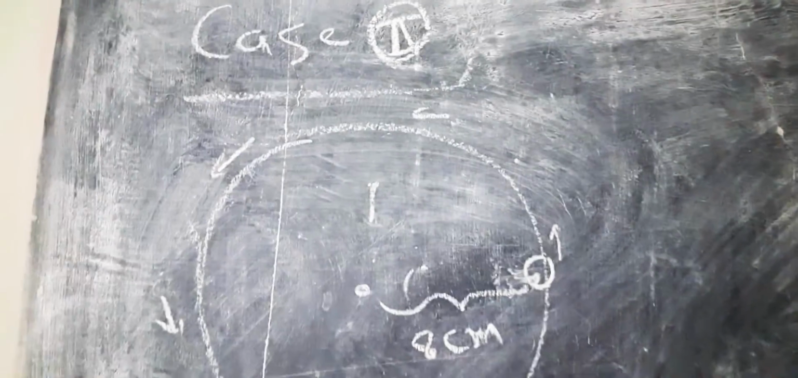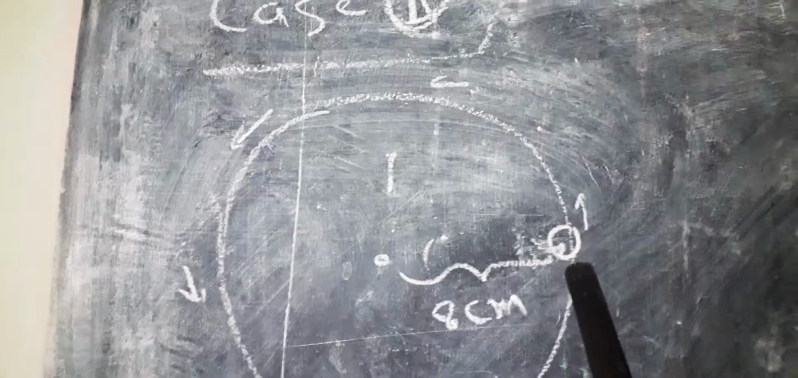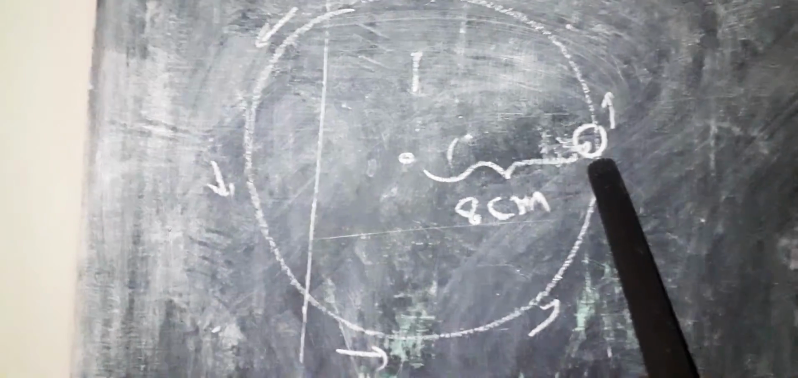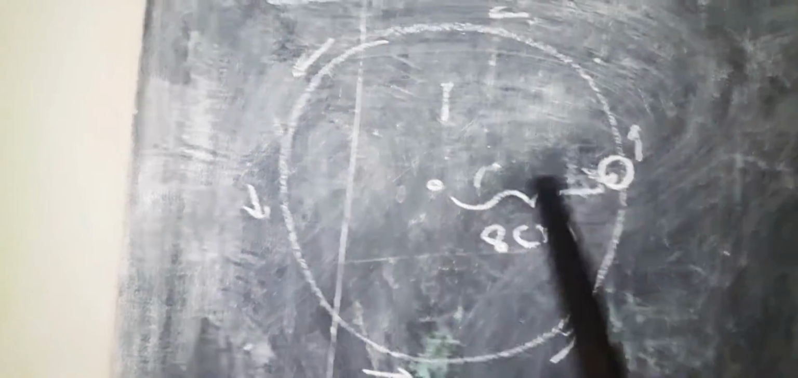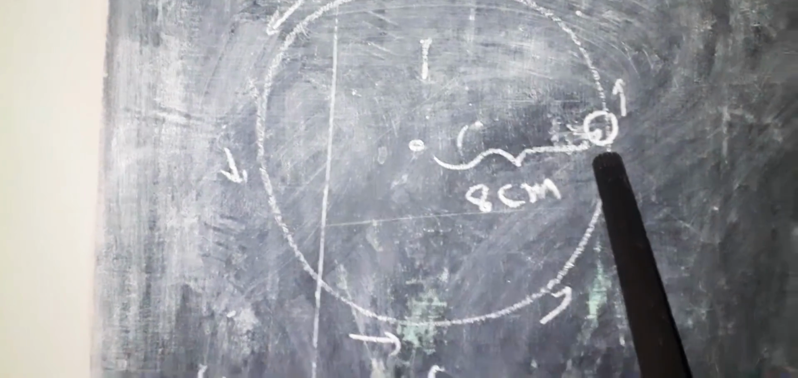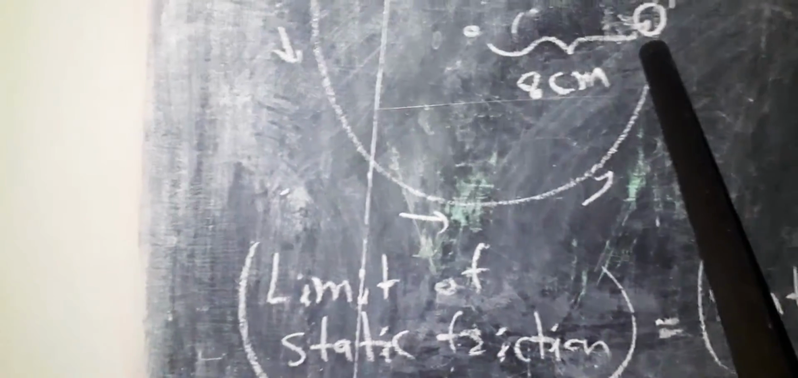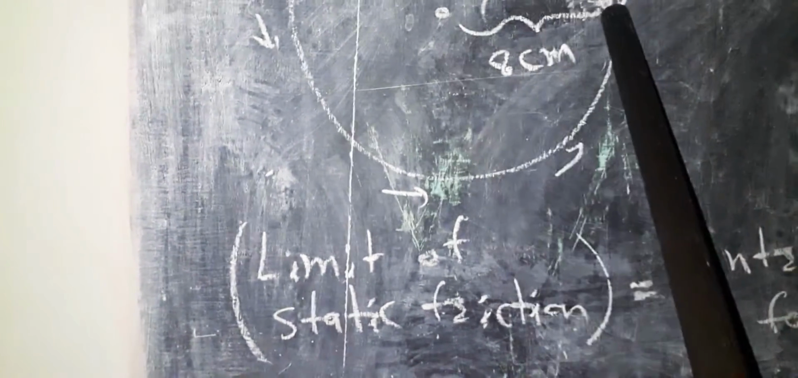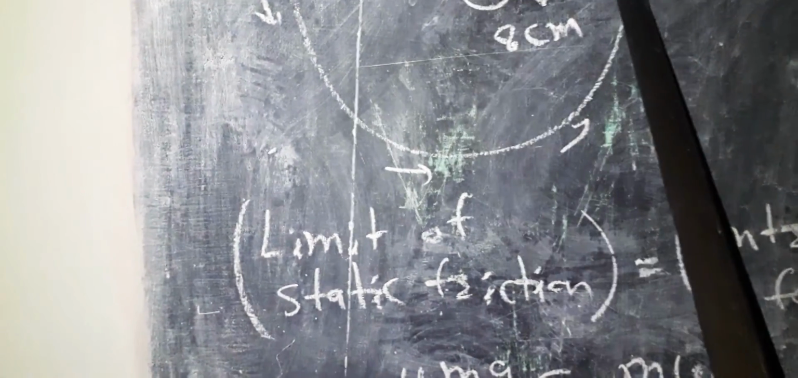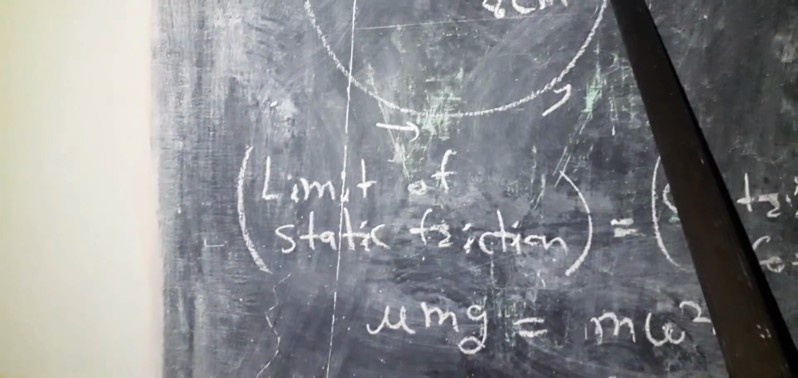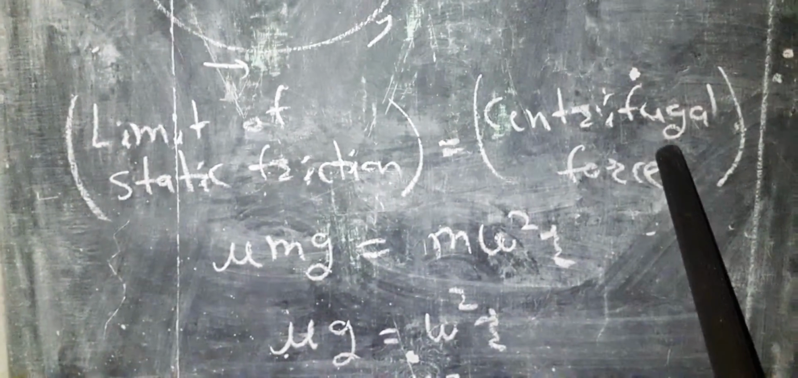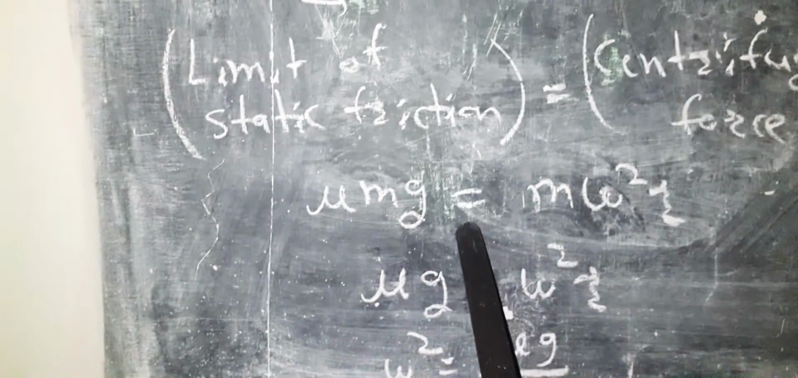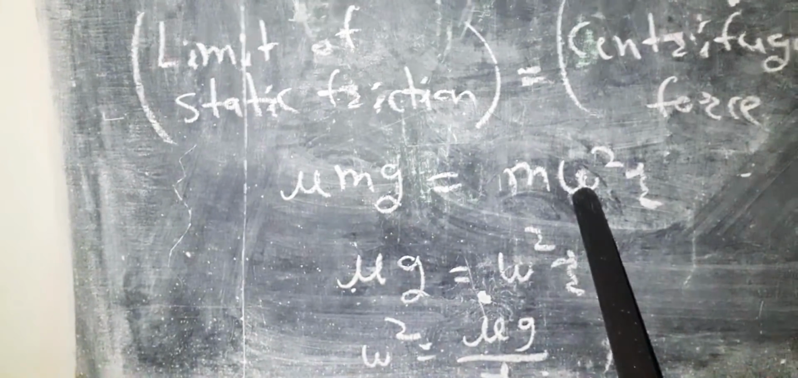Case number 2. The coin is at the rim, that means at the end of the disc. So the radius of the disc is 8 centimeter. The distance between this point and this point is 8 centimeter. Just like the previous article, the force responsible for this coin moving away from the center is called centrifugal force. So again, the limit of static friction is equal to centrifugal force, and we know the standard formula mu mg is equal to m omega square r.